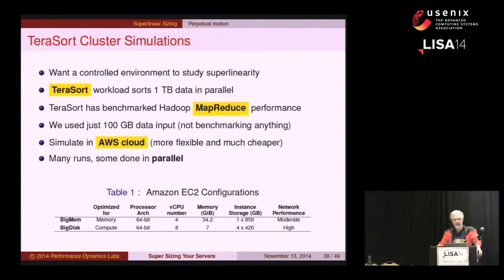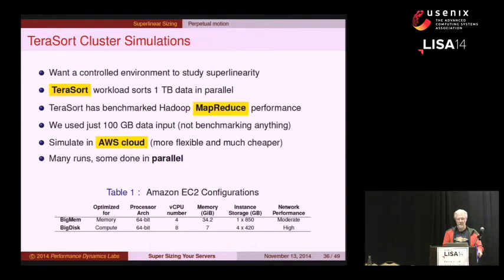the effect. And the other thing that we did is we simulated the whole thing on Amazon EC2 in the cloud, because it's more flexible, it's cheaper, we could scale up rather than trying to reconfigure a physical cluster. And it enabled us to do many runs, and some of them we were able to do in parallel.